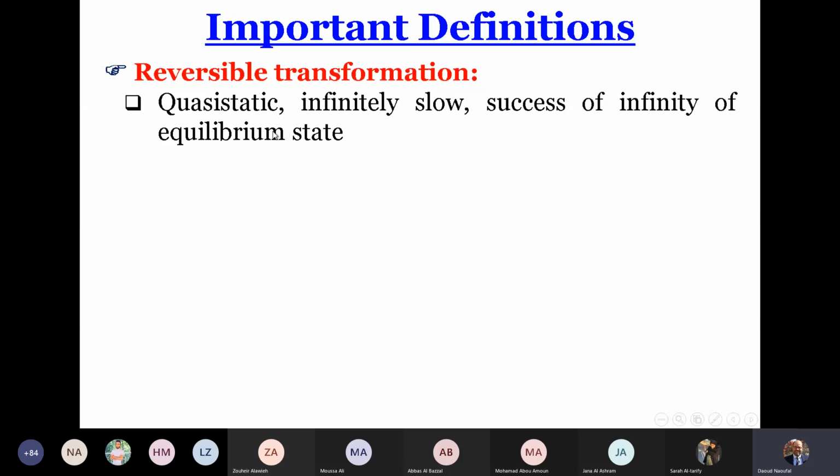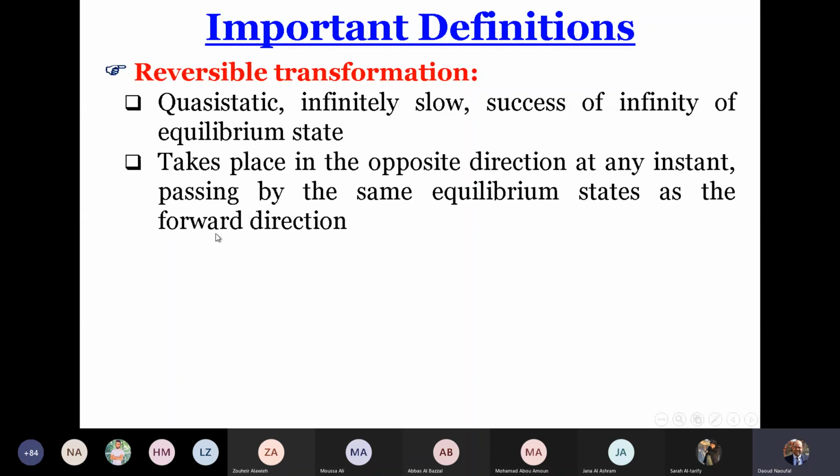The reversible transformation is a slow succession of infinity of equilibrium states, taking place in two directions, in the forward and in the opposite direction at any instant, and pay attention, passing by the same equilibrium state as the forward direction. I will ask a question. In grade 12, you studied the equilibrium, and you said that the equilibrium is a reaction that takes place in two directions, and sometimes you called it reversible reaction.